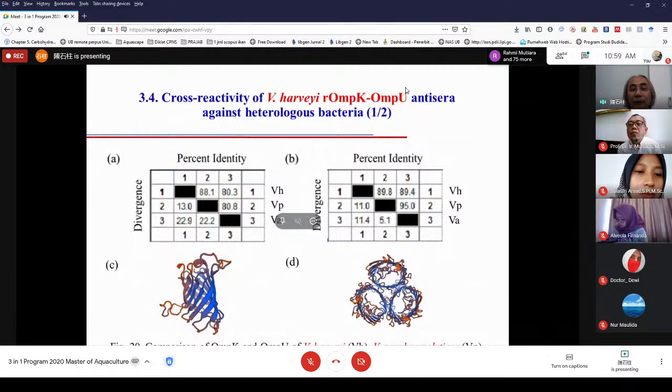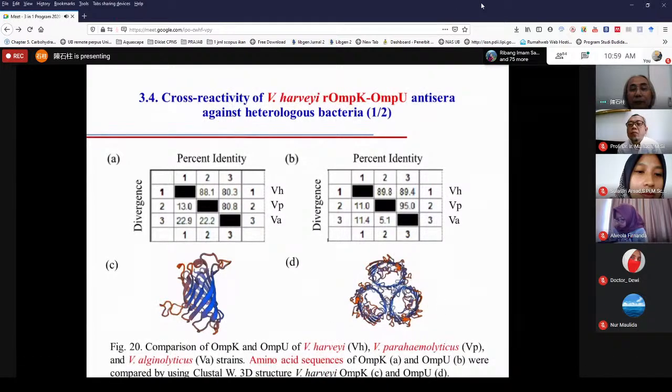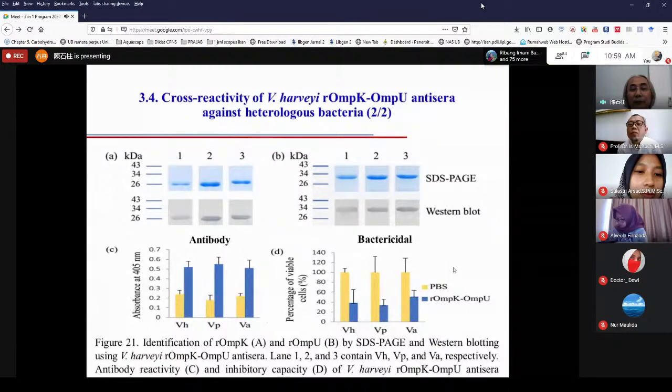Okay, so this is the 3D structure of the Vibrio harveyi OMPK. This one is the 3D structure of the OMPU protein. So how do you confirm they have cross immunity? Here you can see the SDS-PAGE: OMPK, OMPU. We use Western blot. These come from three different bacteria. This is from Vibrio harveyi, this is from Vibrio parahaemolyticus, and this comes from Vibrio alginolyticus, outer membrane protein.